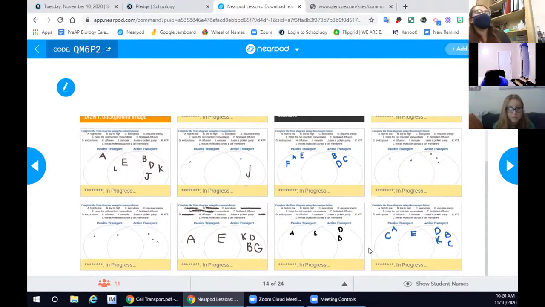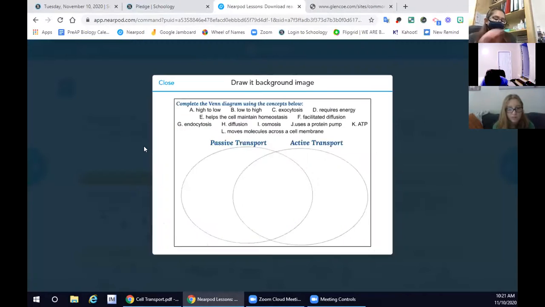All right, so y'all are doing great. I'm gonna go ahead and tell y'all the answers so that way we can move on. High to low is passive transport. Low to high is active. Exocytosis is active. Requires energy is active. Helps the cell maintain homeostasis. That's both passive and active transport. They both help the cell maintain homeostasis.